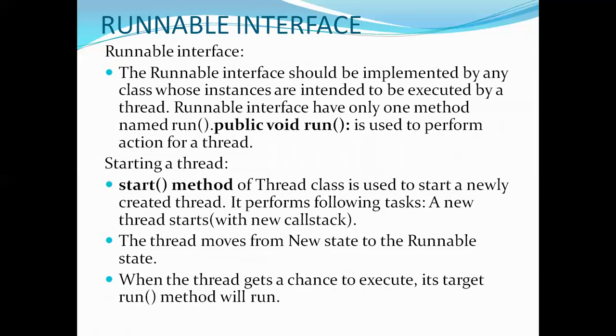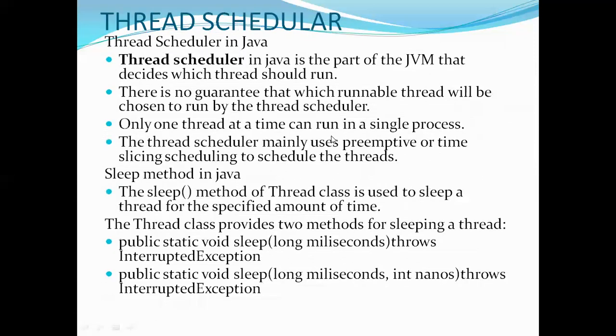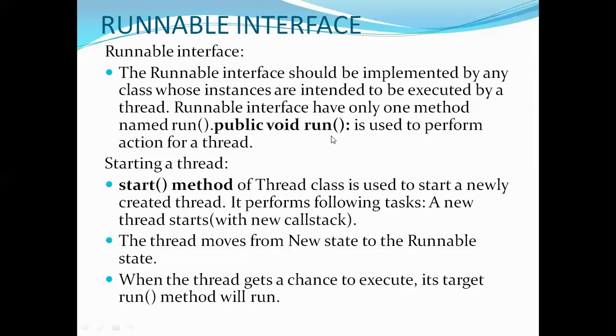Now, what is the Runnable interface? The Runnable interface should always be implemented by the class whose instances are intended to be executed by a thread. This Runnable interface has only one method, known as the run method, that is public void run, which is used to perform the action for the thread.